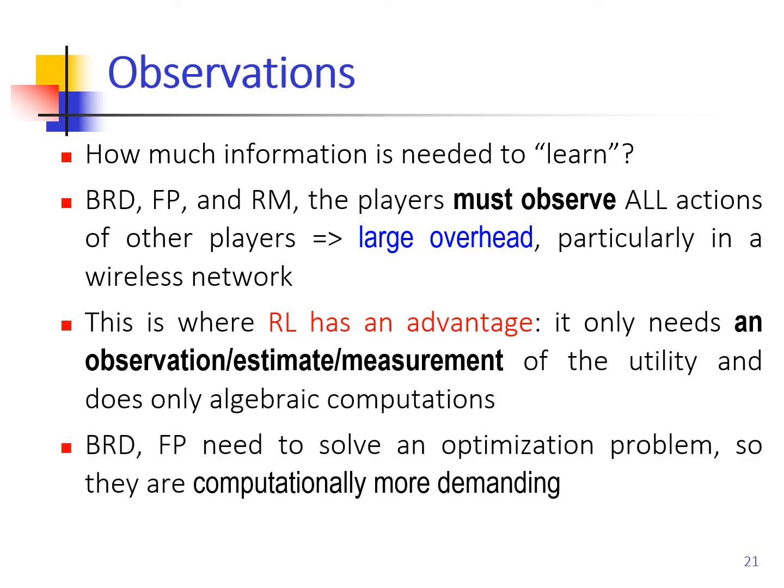And for best response dynamics and fictitious play, we need to solve an optimization problem. So of course they are more computationally demanding. We saw that fictitious play maybe has an advantage in terms of memory requirement, but still you need to solve this optimization at every time t. It can also be computationally demanding.